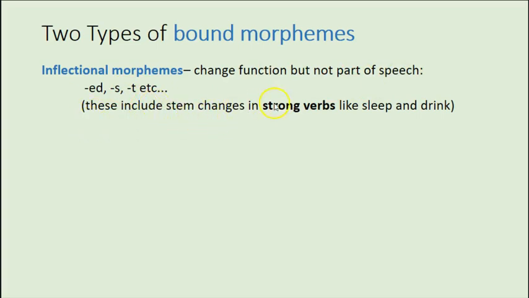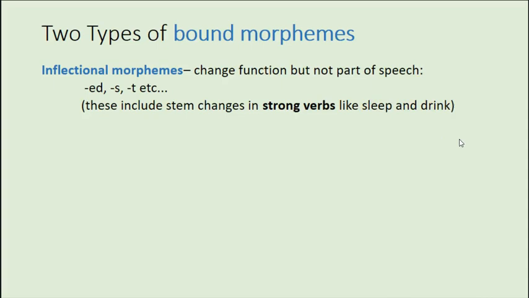This includes stem changes that we find in strong verbs, about which more later, like sleep and drink. But basically, strong verbs, unlike weak verbs, are verbs that change their stem. It's not "I drinked," it's "I drank," right? And so in English, we have strong verbs and weak verbs. This is a feature of Germanic languages, as we shall see.